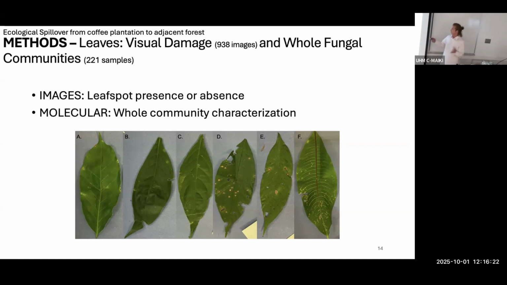And then for our molecular data set, we did not have infinite money, and we were sampling a lot of other stuff for this project. And so we pooled our individuals per species, per distance per site. So we had like a composite molecular sample of 3 to 5 individuals of a Psychotria panamensis at 10 meters at a given site. Hope that is clear.